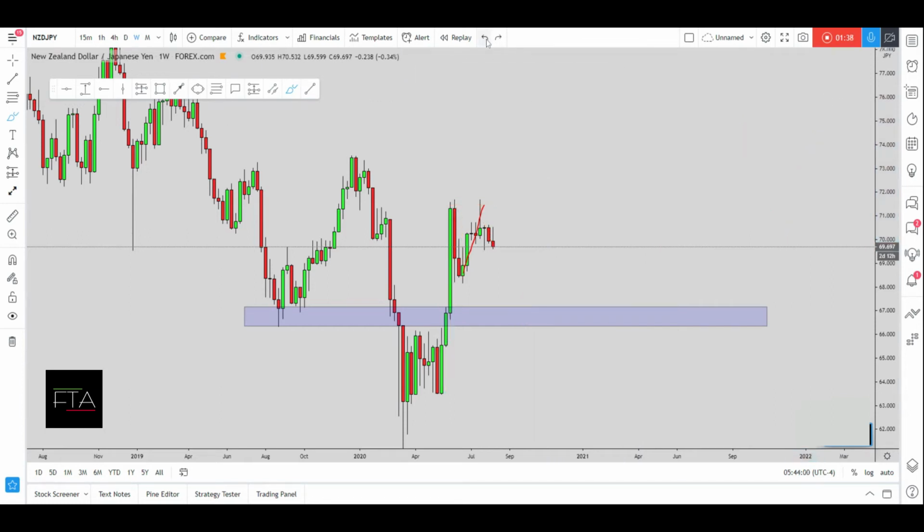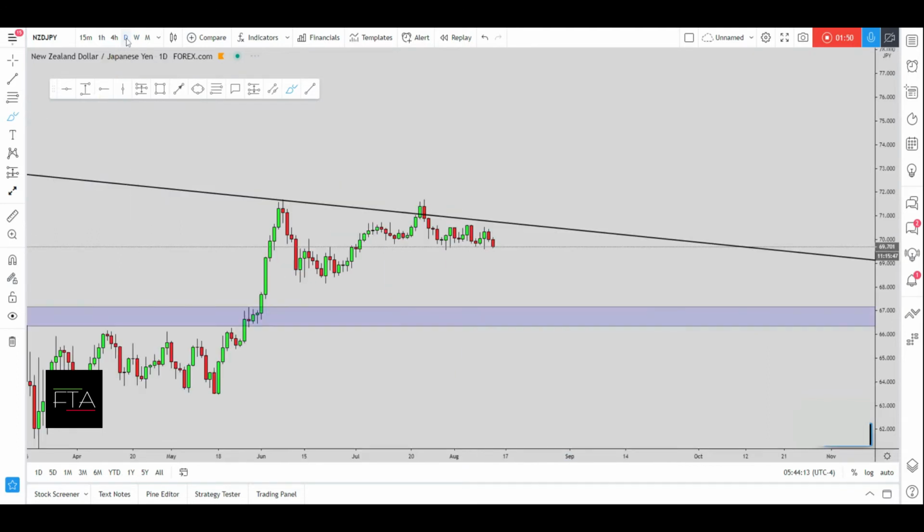But anyway, let's not try to predict the market. We have to react to what the market is showing us. And at the moment, we simply see that on the monthly we have a resistance, and on the weekly we have a double top. Going down on the daily, what do we have?